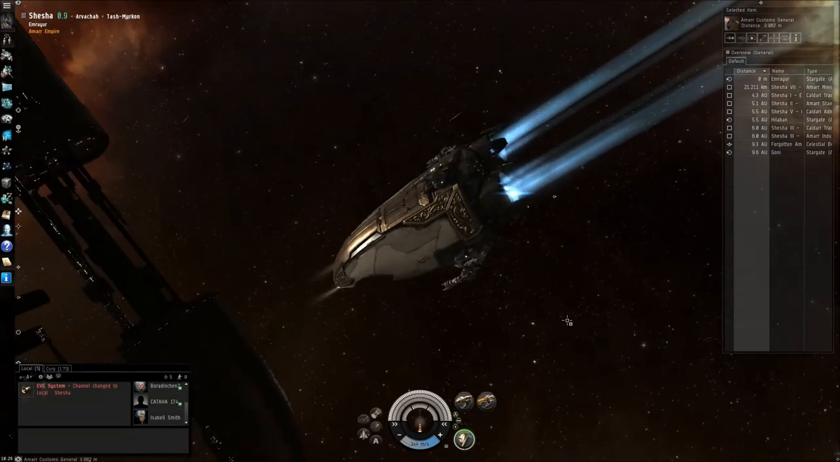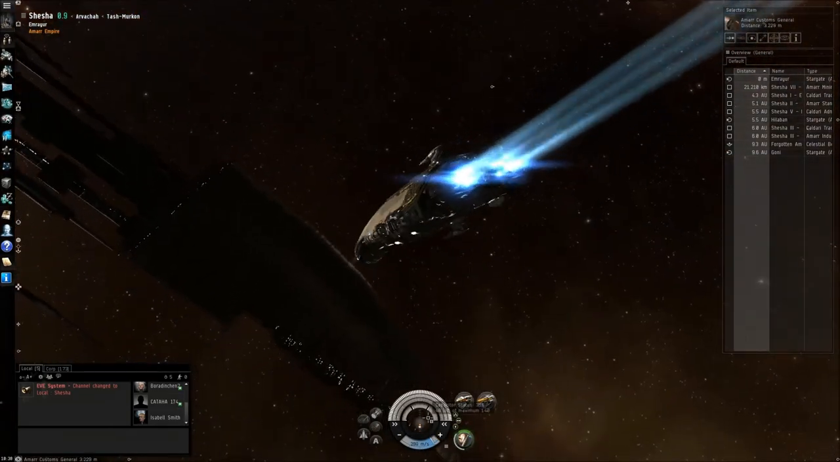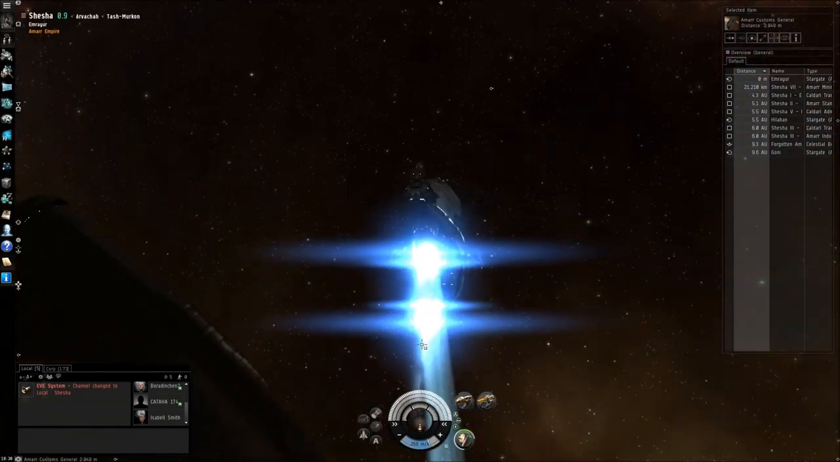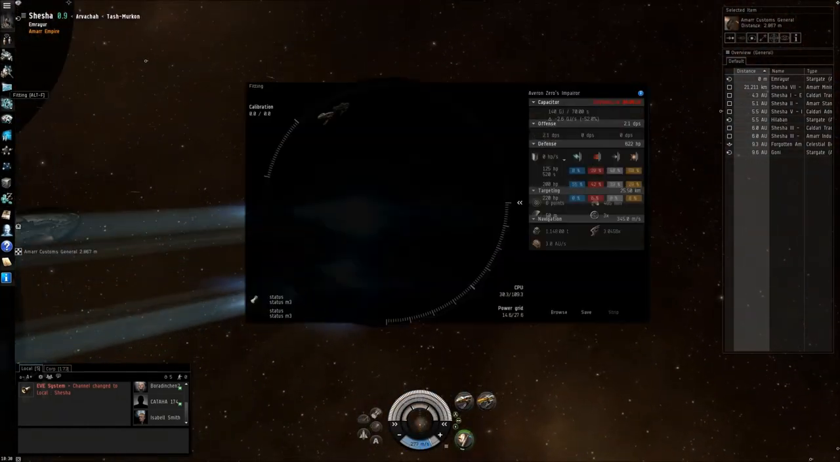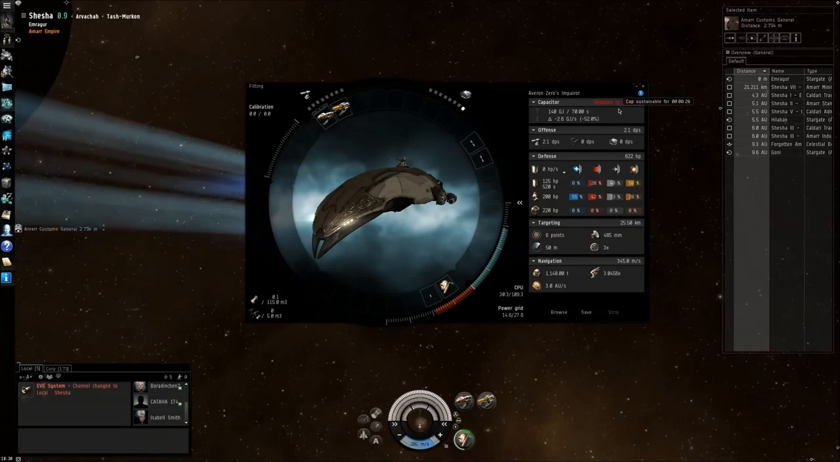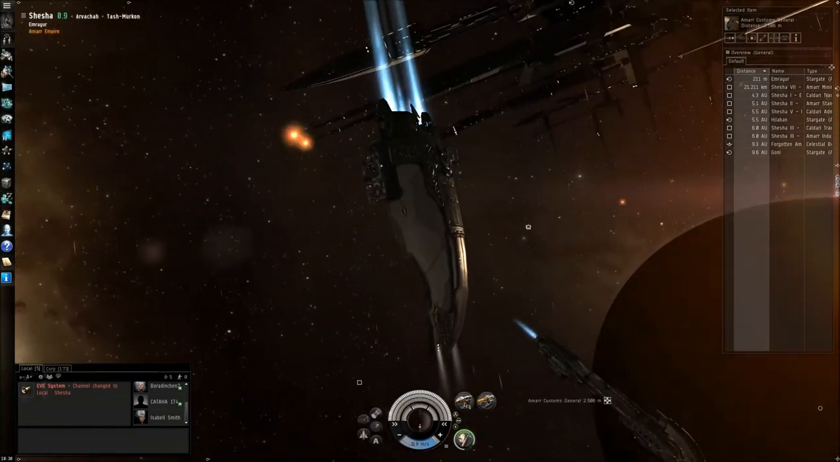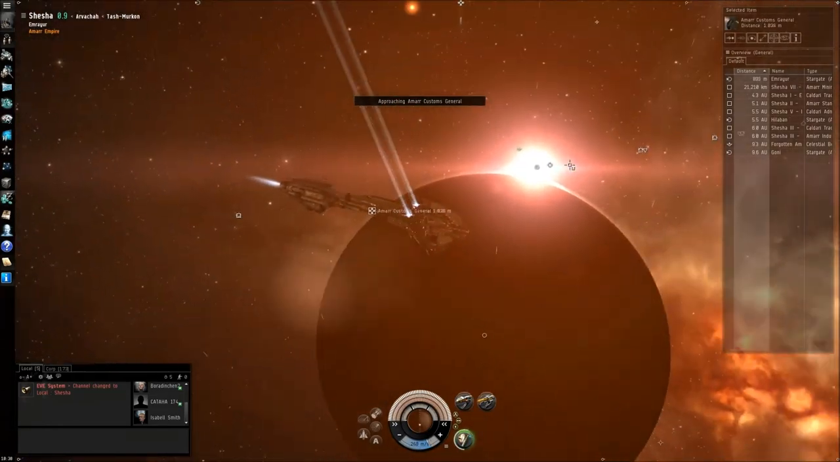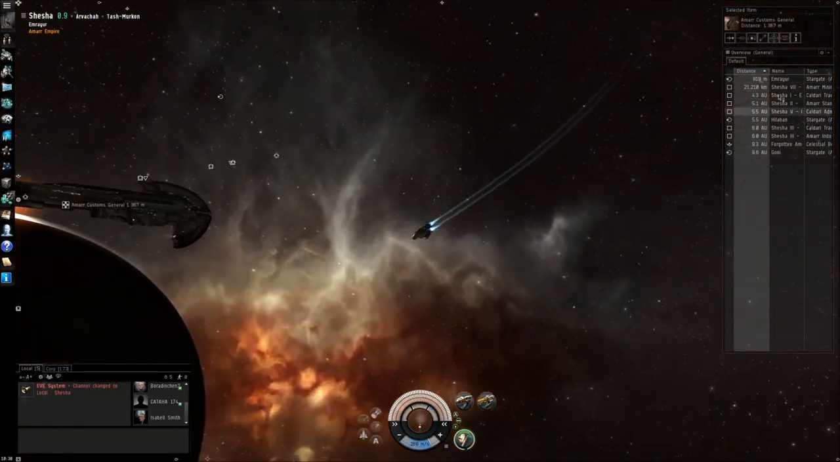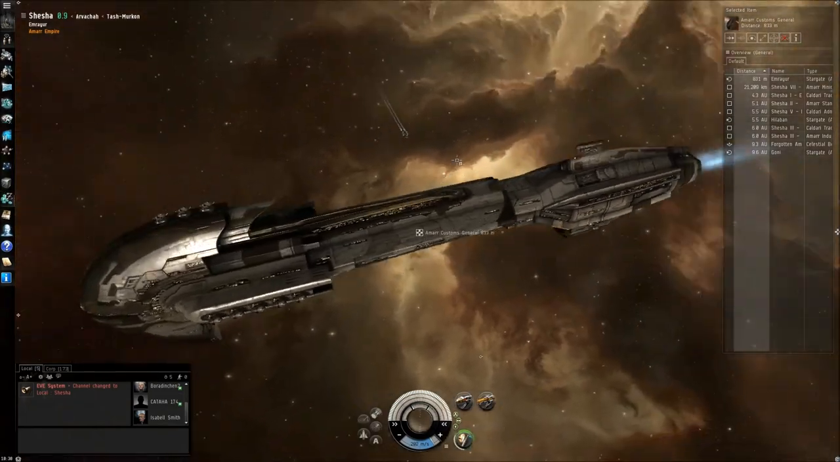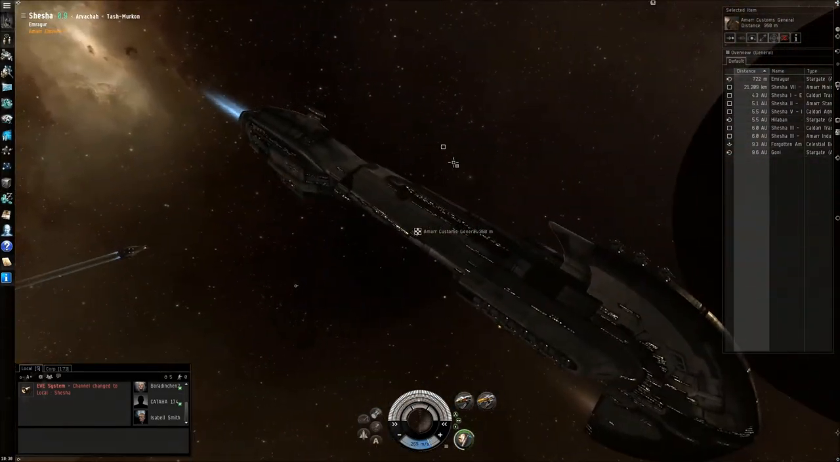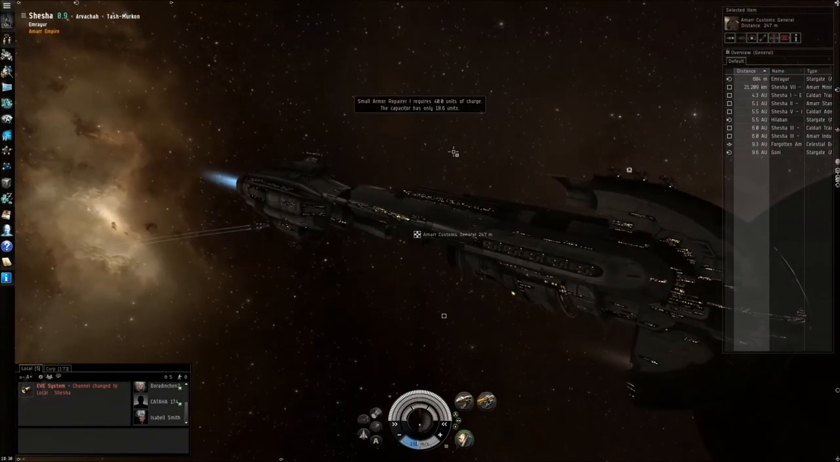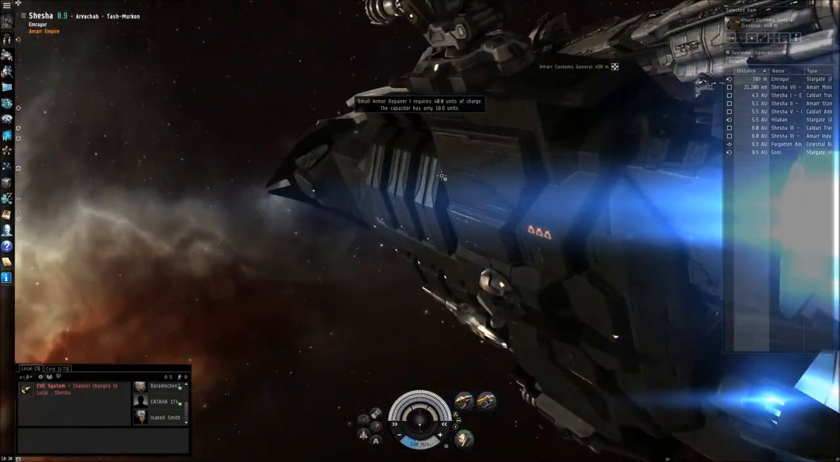I'll just go around that way. So eventually we're going to run out of capacitor, I think, because I don't think this fit is cap stable. Yeah, it's not cap stable. So eventually we run out of cap and this will shut itself off. There you go, and there's our ship. Poof. You see, you get that little message there.